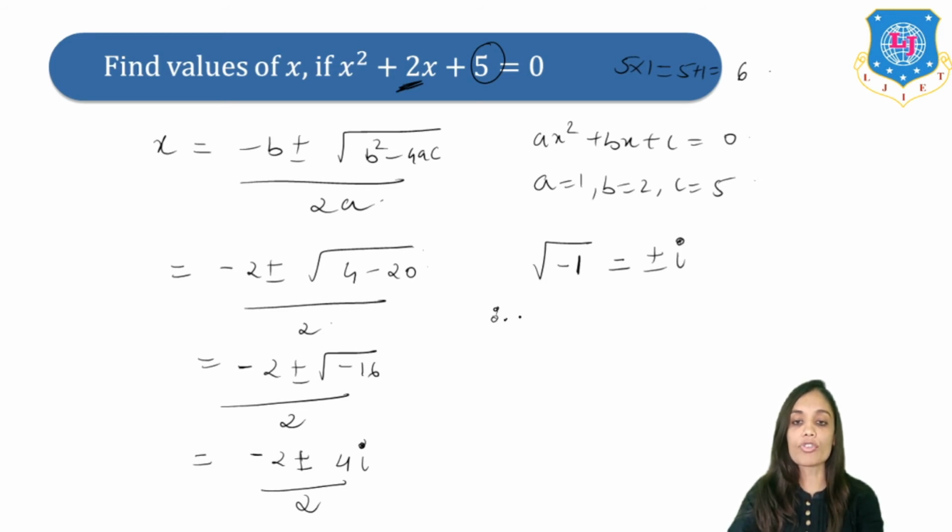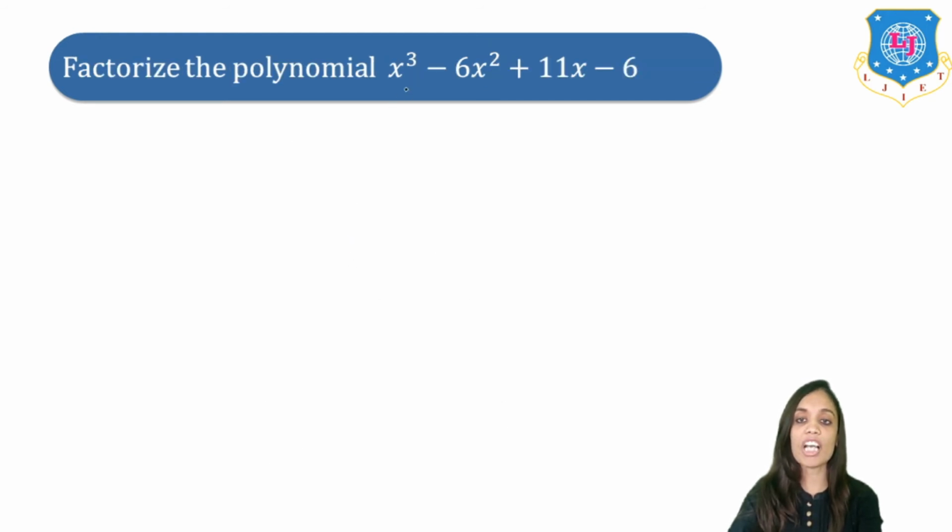So final values of x will be minus 1 plus or minus 2i. Okay, so this is our required answer. Let us go to the next example. Now we have cubic polynomials.